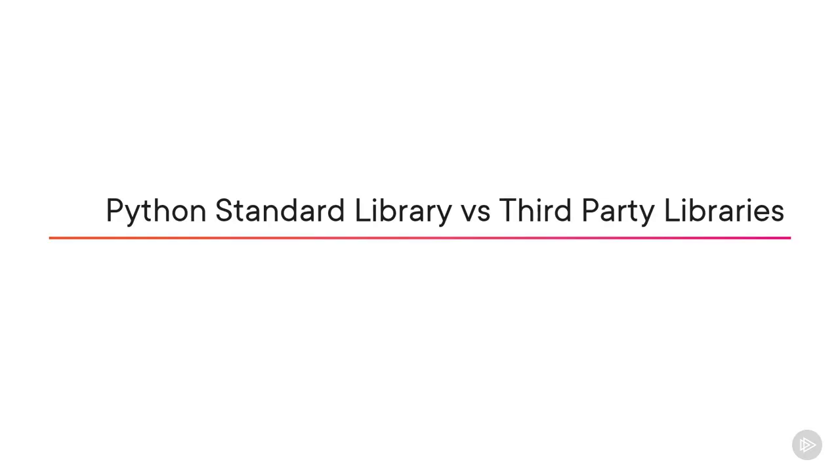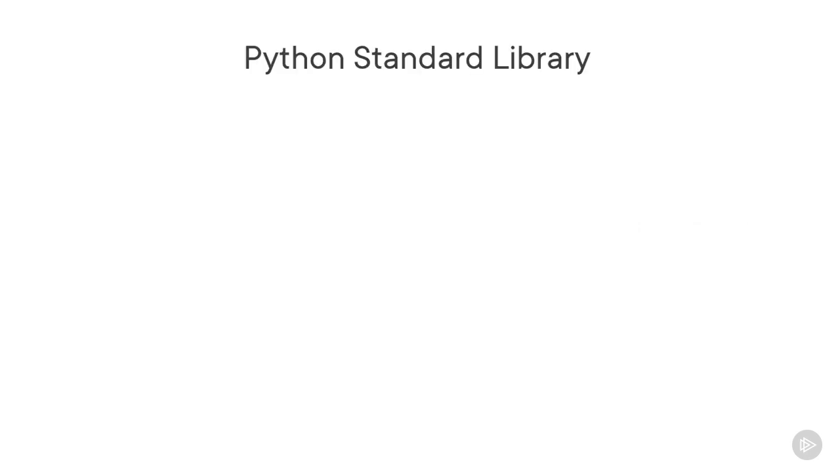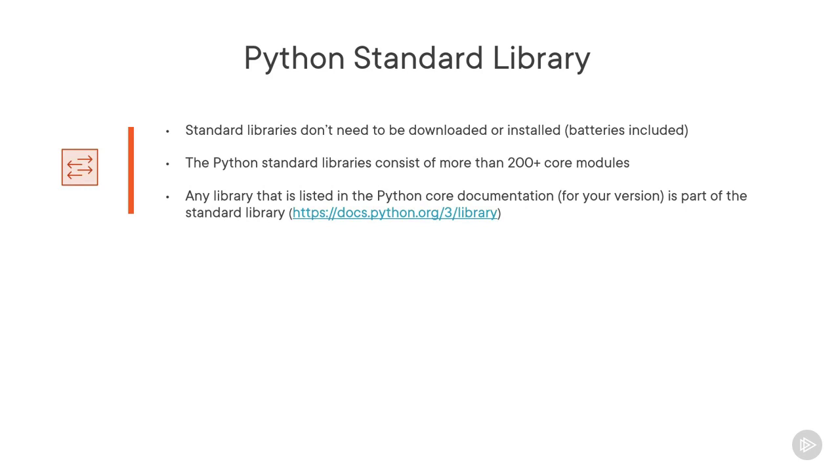We're going to go ahead and compare the Python standard library versus third-party libraries. So the Python standard library basically translates to modules that don't need to be downloaded or installed after you've installed Python. This translates to batteries included because these modules come with Python. Now there's over 200 of these core modules that come with Python as soon as you install it. And any library that's listed in Python's core documentation is a part of the standard library. And I've listed the URL there for Python 3.